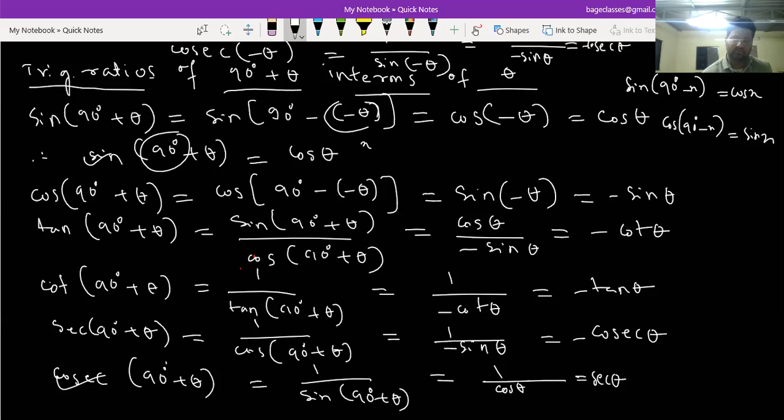In the previous one also, you have studied 90 minus theta. In 90 minus theta, there also the quadrant angle was 90. There also, what changes.